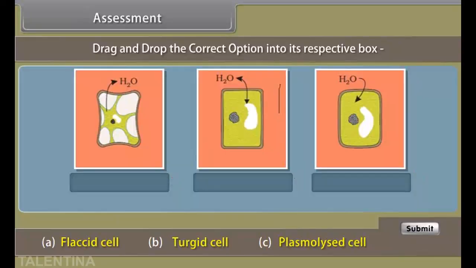Now it's time to have some fun. Look at these pictures carefully and drag and drop the correct option into its respective box.